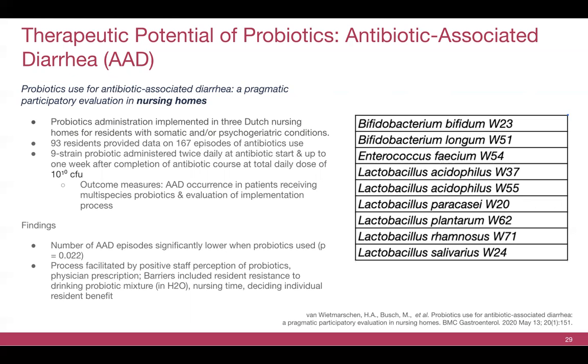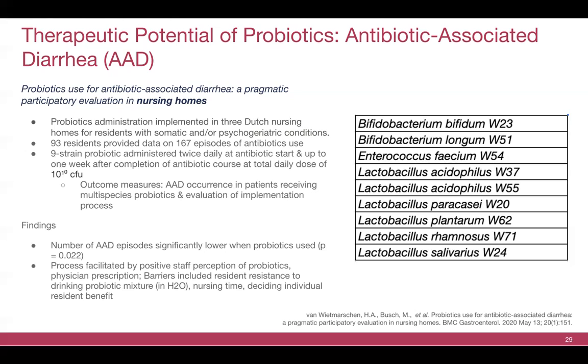So 93 residents provided data on a total of 167 episodes of antibiotic use in patients who received either amoxicillin clavulanic acid or Cipro. And of these 167 episodes, 83 episodes occurred without the use of probiotics, whereas 84 episodes occurred with the use of probiotics. The probiotics were administered twice daily, at least 2 to 3 hours before or after the administration of the antibiotic, in order to prevent inhibition of the probiotic bacterial species by the antibiotic.